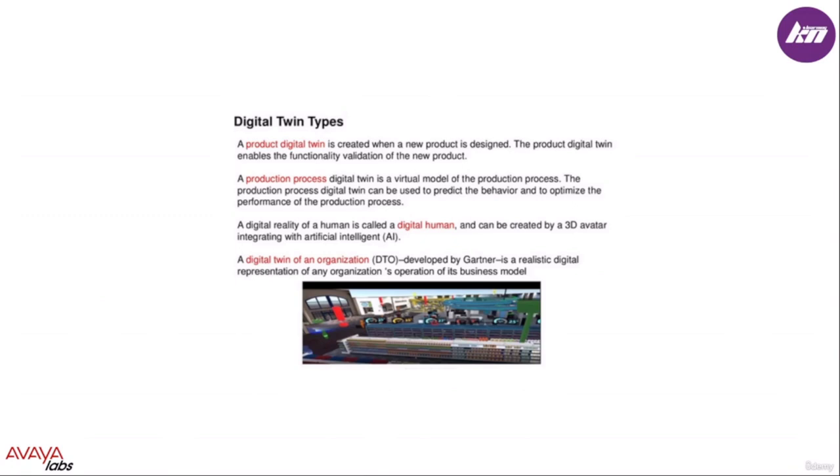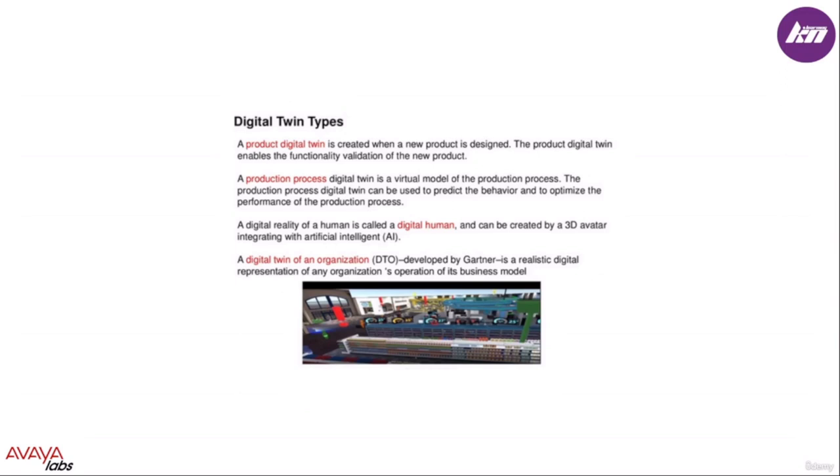Now, this is a big concept because digital twins is a common word that we're going to hear a lot of times with the metaverse. Now, a digital twin of an organization or an enterprise business, as defined by Gartner, is a realistic digital representation of any organization's operation of its business model. In other words, like I explained earlier with the Nissan example, they created a digital twin of Nissan as a large corporation, having a realistic digital representation of the organization and the operation of the business model.